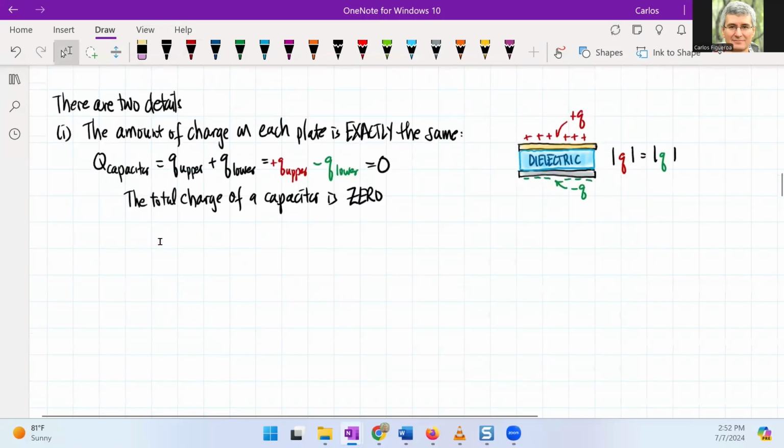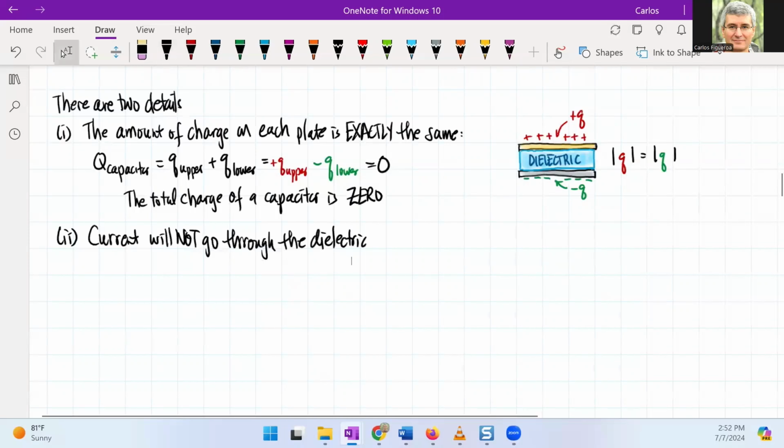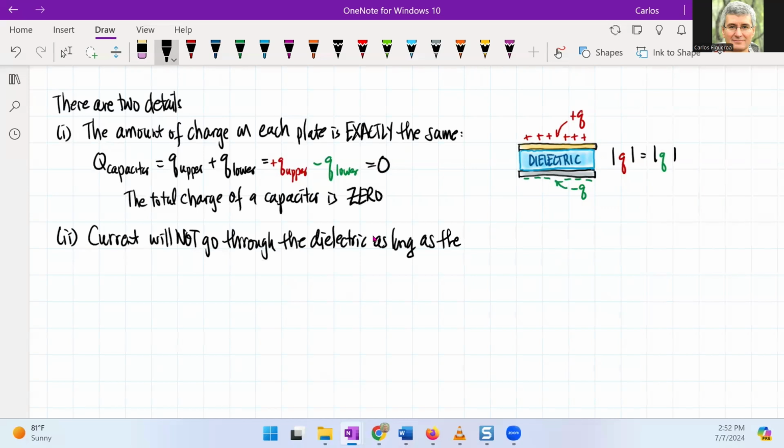So the second thing here is that current will not go through the dielectric, as long as the voltage, that is the voltage of the capacitor, does not reach the dielectric breakdown value.